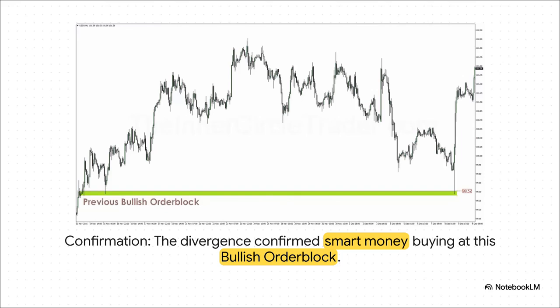That massive divergence in the triad was our confirmation. Just as the dollar tapped into that key institutional level, that old bullish order block, the failure swing from the bonds told us that smart money was stepping in to buy. It validated the level and basically gave us the green light for a long trade.